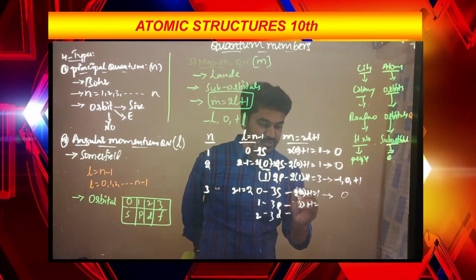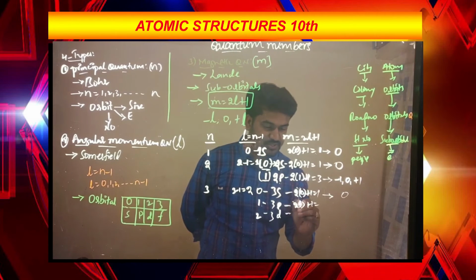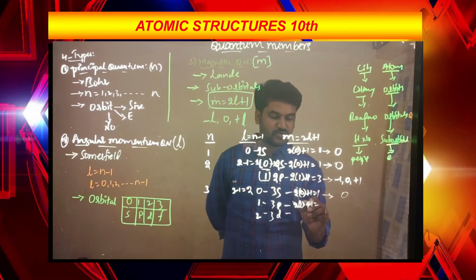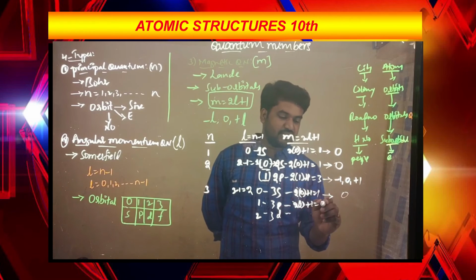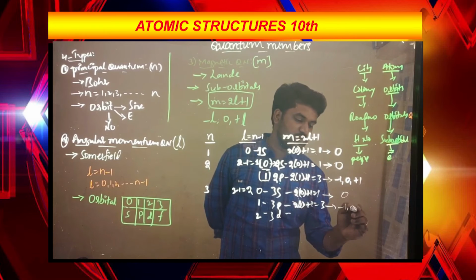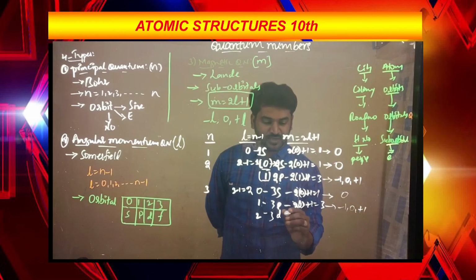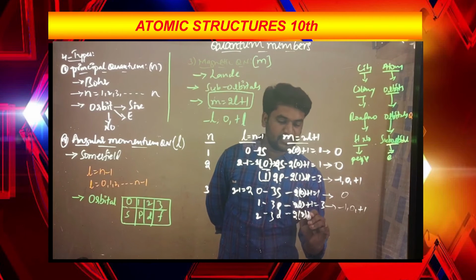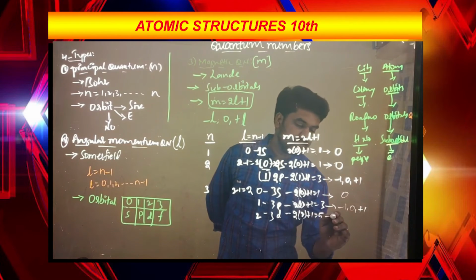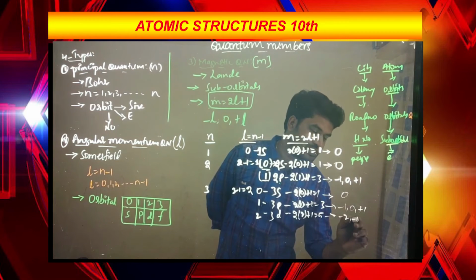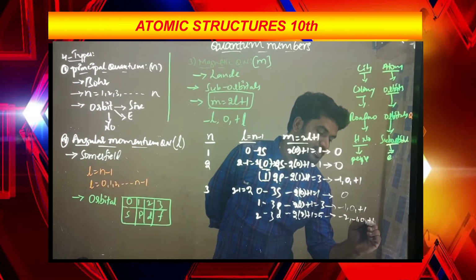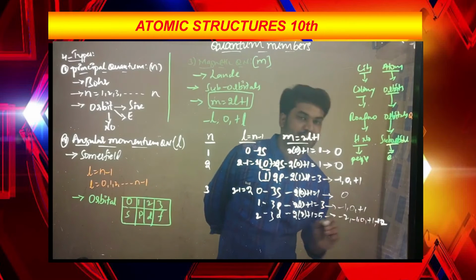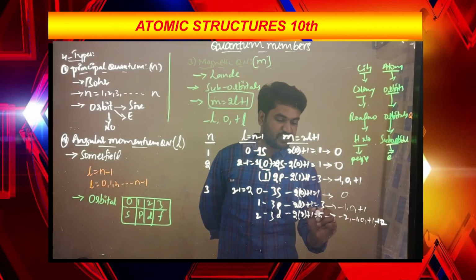So 2 into 1 plus 1, that is 3 we will get. 3 values we should write: minus 1, 0, plus 1. And again here 2 into 2 plus 1, we will get 5. That we will write as minus 2, minus 1, 0, plus 1 and plus 2. See, these 5 values we should write.